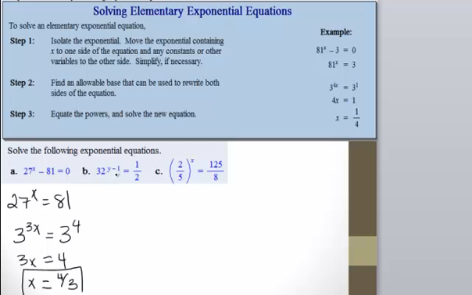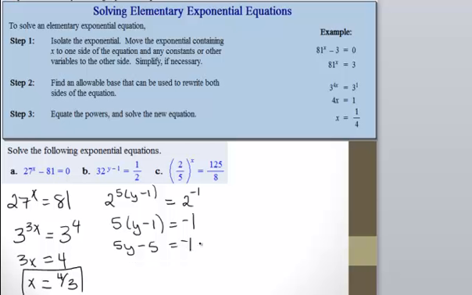We have 32 to the y minus 1 equals 1/2. I think I can use a base 2 for this one. 32 is the same thing as 2 to the 5th. So we have 2 to the 5th, and then that's still times that y minus 1. 1/2 is the same thing as 2 to the negative 1. So now what I have is 5 times y minus 1 equals negative 1.